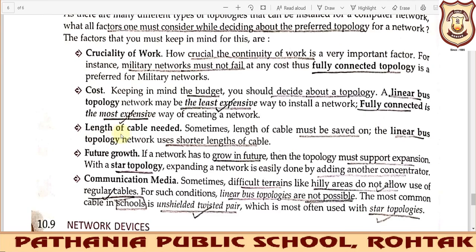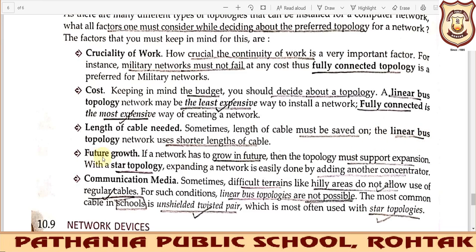Then the length of the cable needed. If you are concerned that you don't want to use much cable, then don't go with star or mesh, because they require additional space to store the cables also. Then you must go with the linear bus topology. It will consume less cable. Like in ring also it will consume less cable.